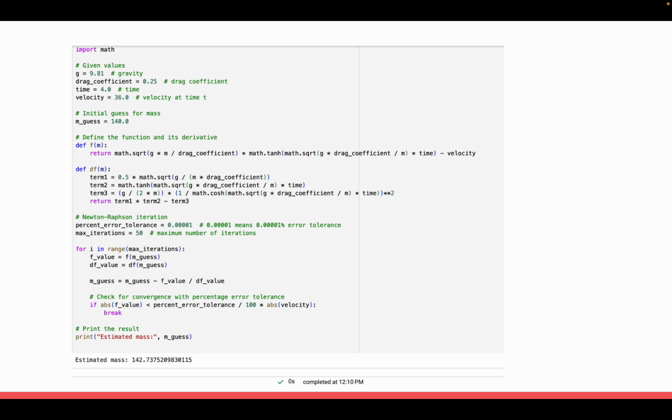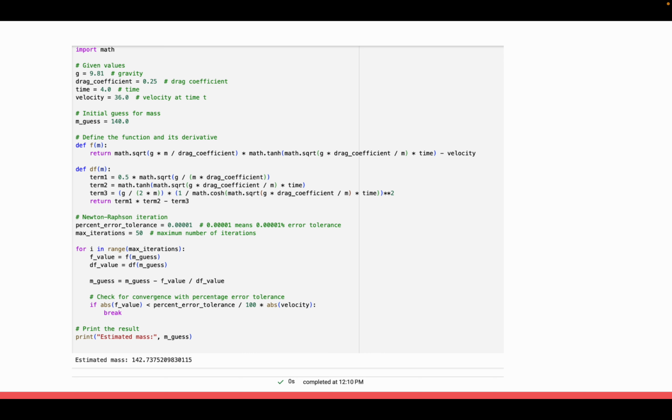So here we have our x root being the m guess, set equal to m guess minus our f value over df value. So m guess is set equal to f of m guess. That way we can use this over and over again as an iterative formula. The following section is an if-then statement using our f value, getting the absolute value of that, and setting that lower than our percent error tolerance of 1/100,000th of a percent over 100 times the absolute velocity of the equation. Pretty much just double checking our work and making sure we're within the guidelines of the problem.